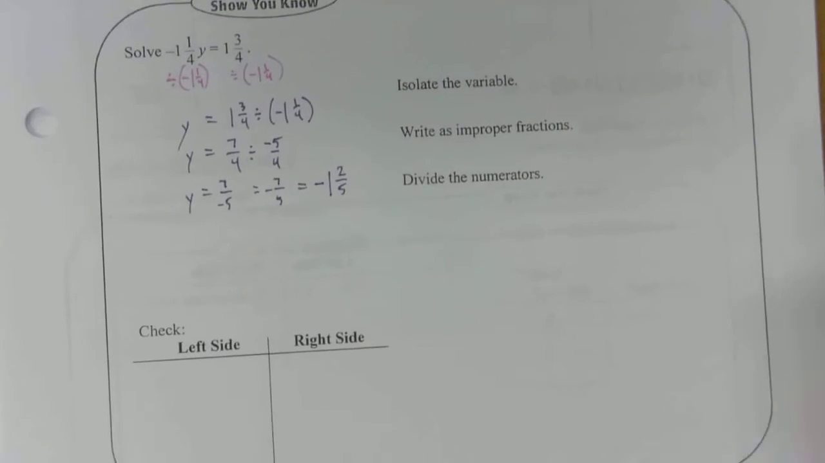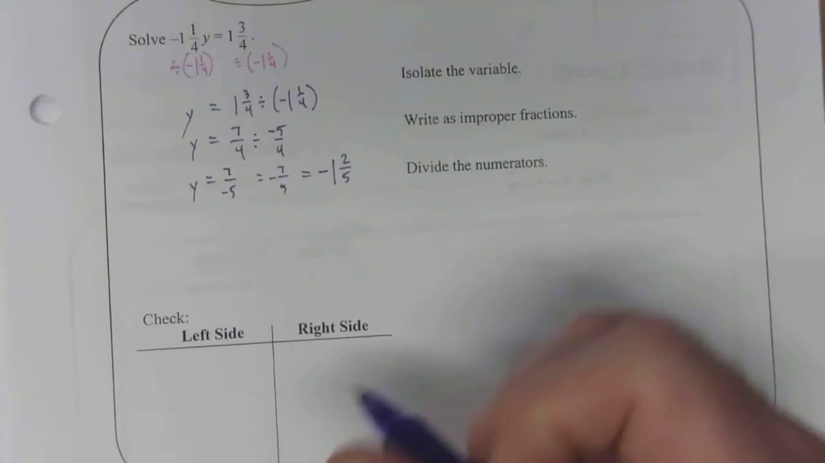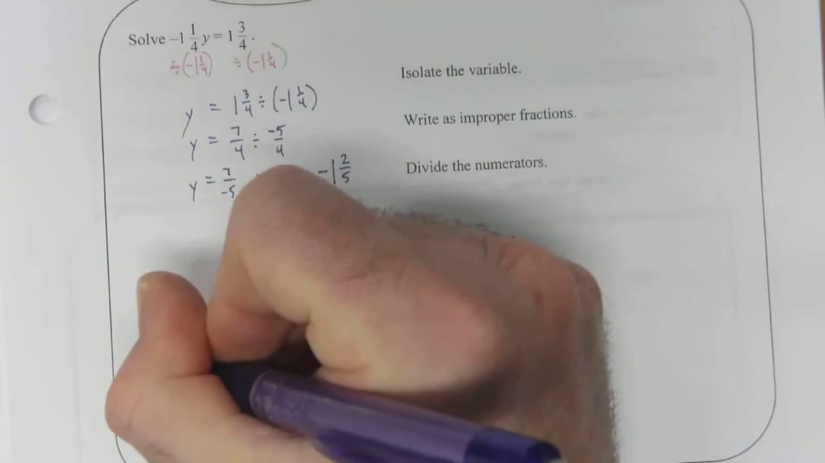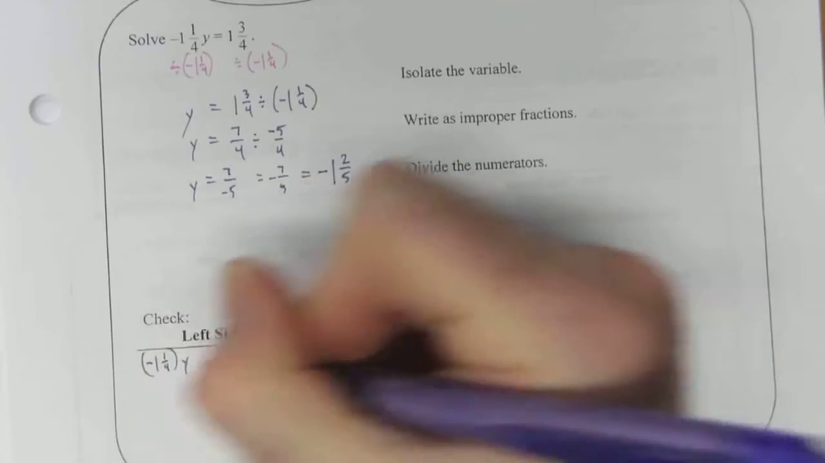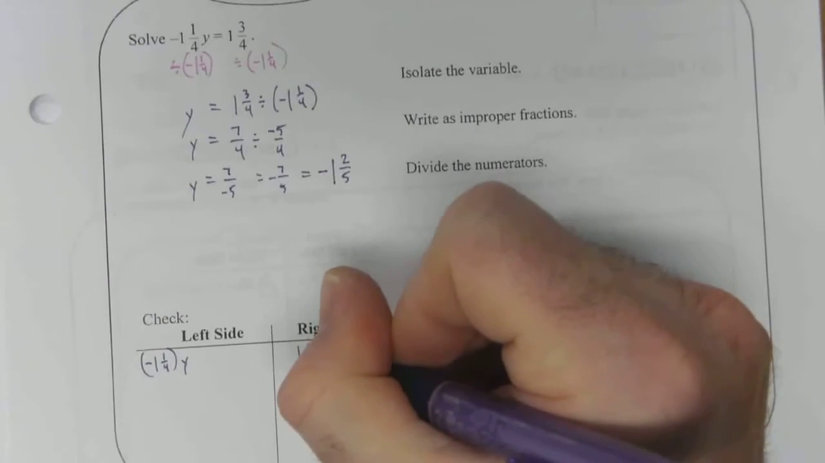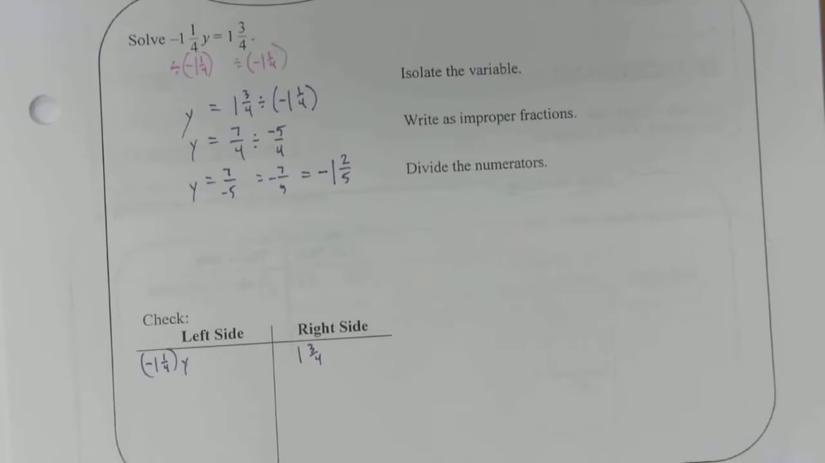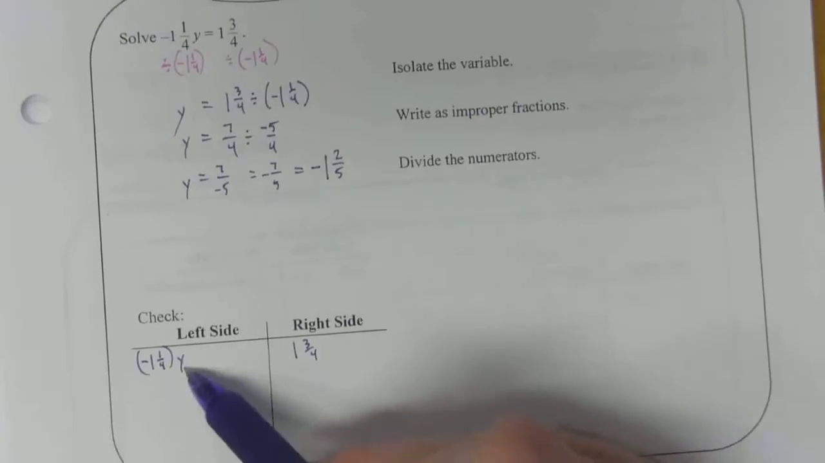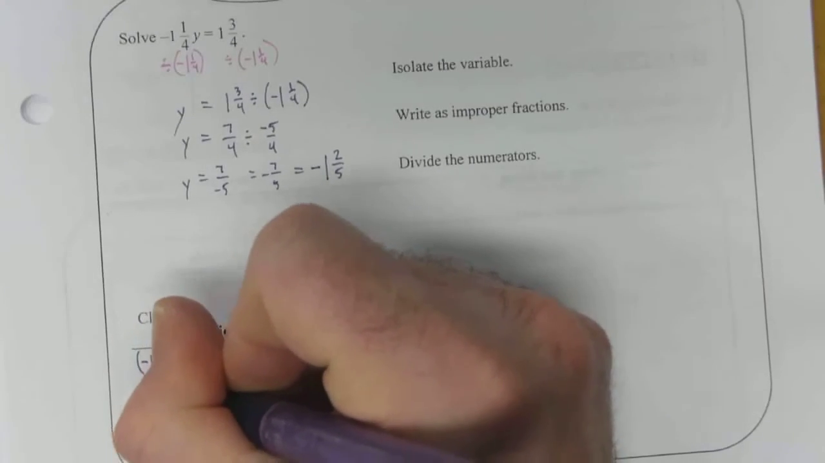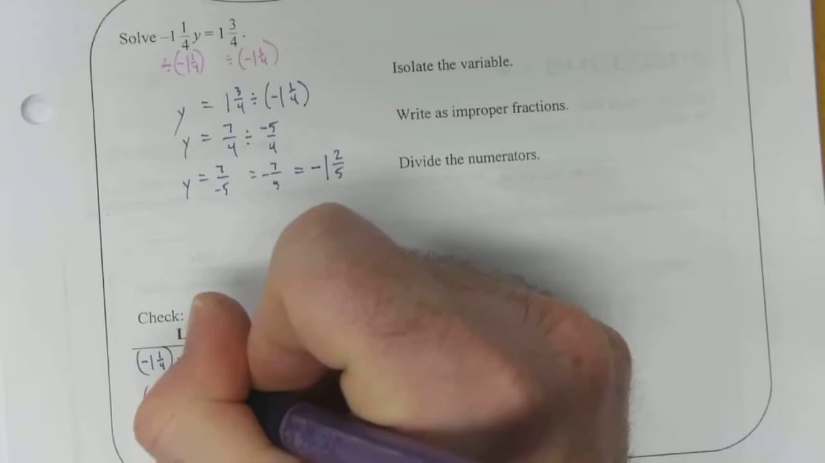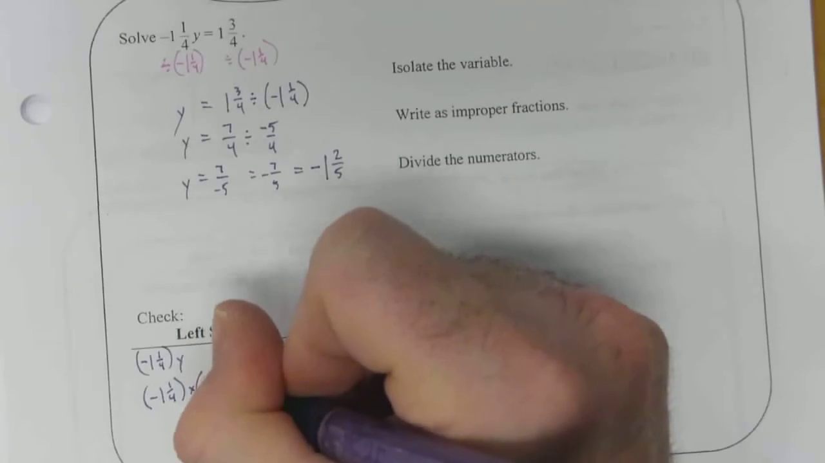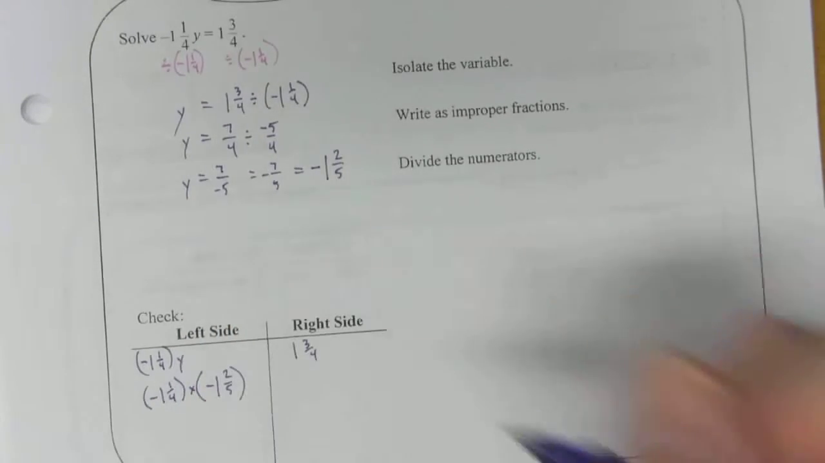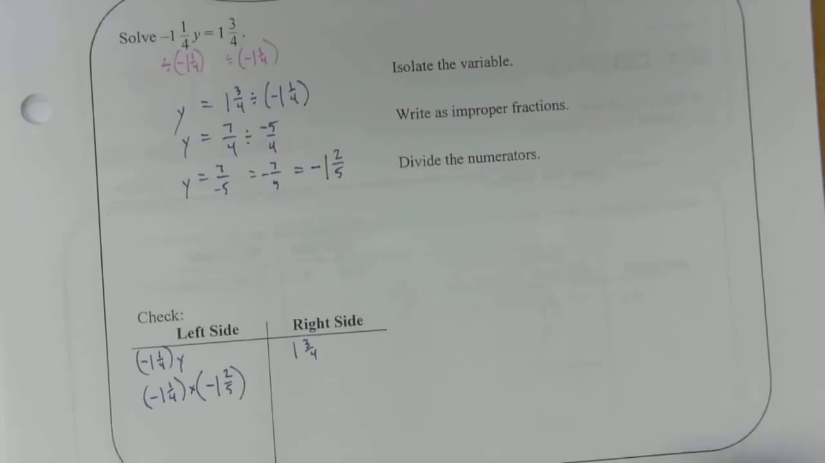So now we get to double check it. Start with the left side. Negative 1 1/4 times y is equal to 1 3/4. So now we're going to substitute in our answer for y. That becomes negative 1 1/4 times negative 1 2/5. So now we need to do the multiplication.